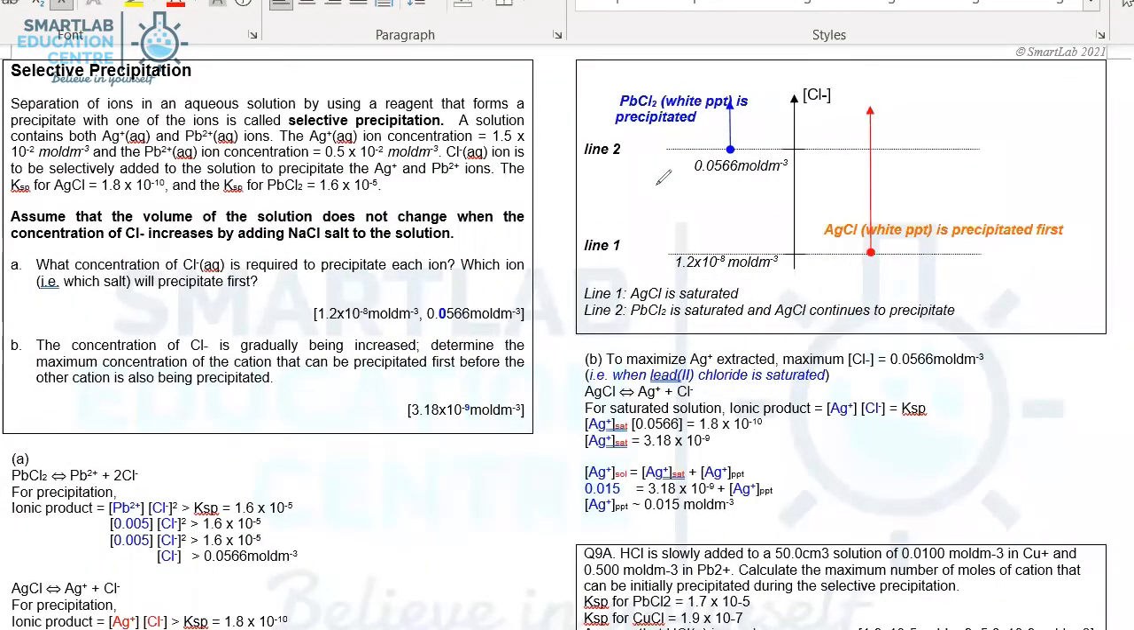Let's take a look at selective precipitation. Selective precipitation is a technique that's used to separate two cations or two anions in a common solution. The way to do that is to precipitate one of the cations or anions, leaving the other in the solution.